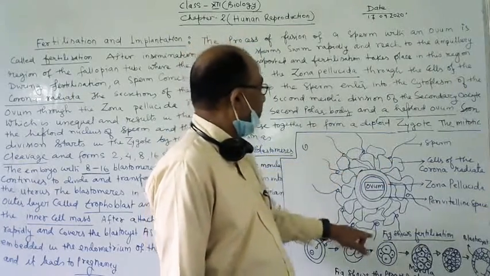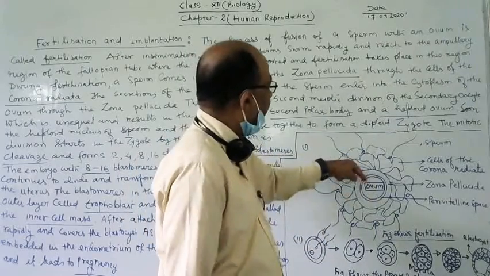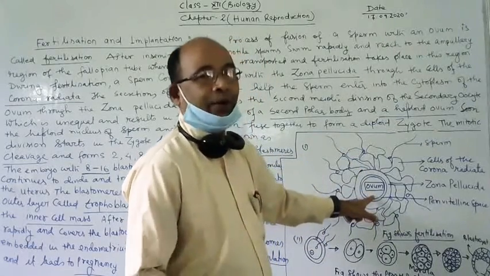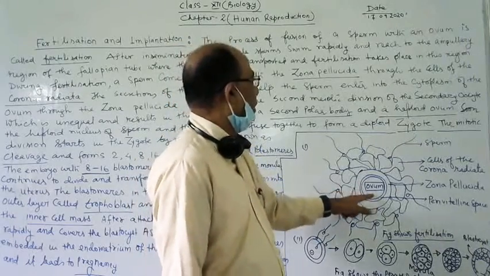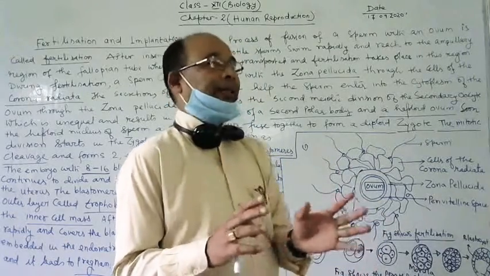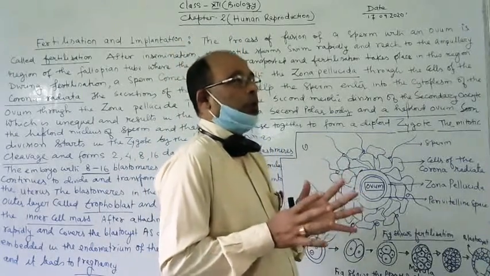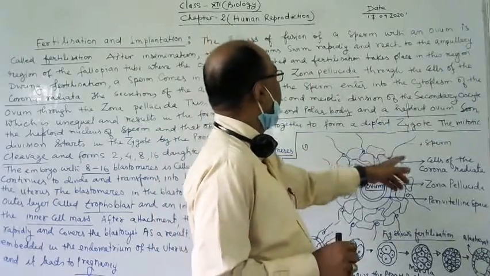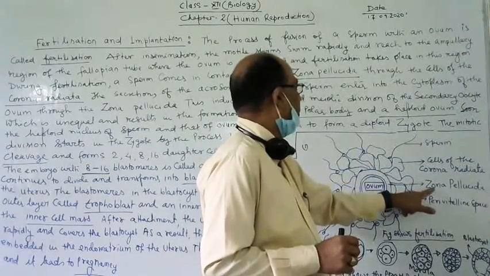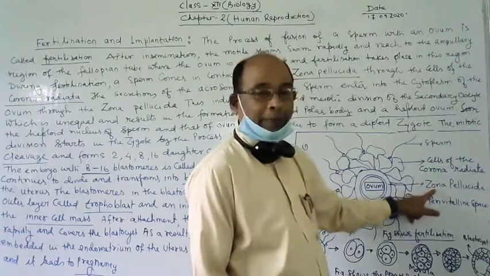At the time of ejaculation, you will find millions and millions of sperms. They fight with each other to enter the ovum, and only the one sperm that enters the ovum succeeds; the others will degenerate. This is the rule of the living beings. After the cells of the corona radiata comes the zona pellucida.